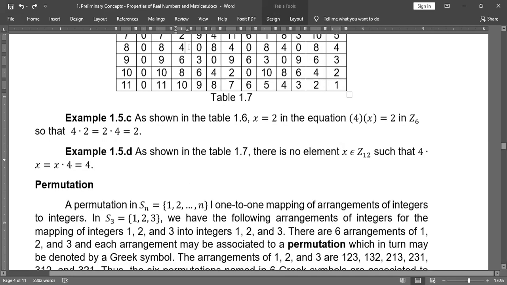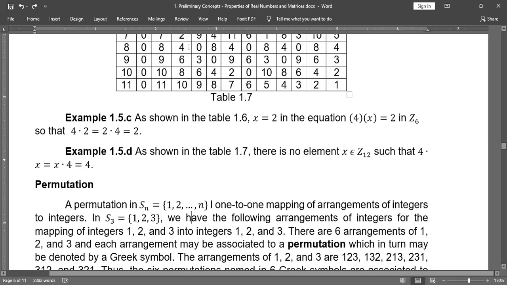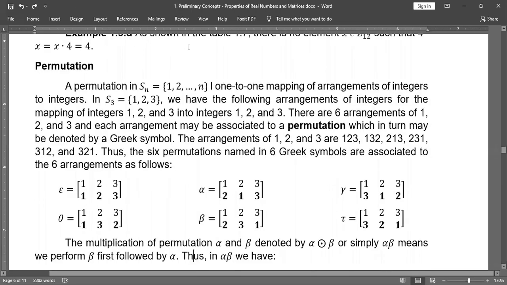And then we go now to permutation. Familiar tayo sa permutation, no? But it is not the typical permutation that we know. Hindi siya yung ginawa natin during the basic concepts, if you remember the permutation and the combination. But same definition lang. Permutation is the arrangement of n objects that considers the order of the selection. Permutation in S sub n is a 1-to-1 mapping of arrangements of integers 1 to n to integers.